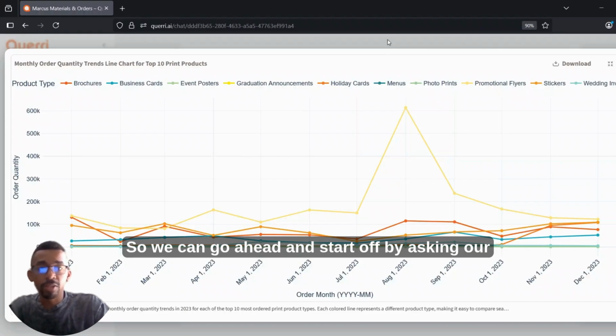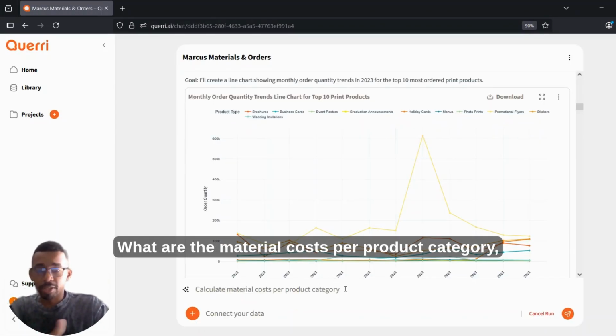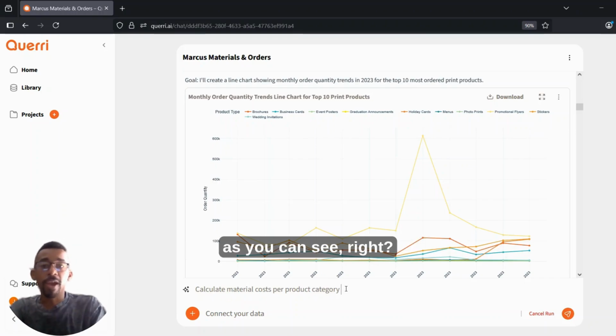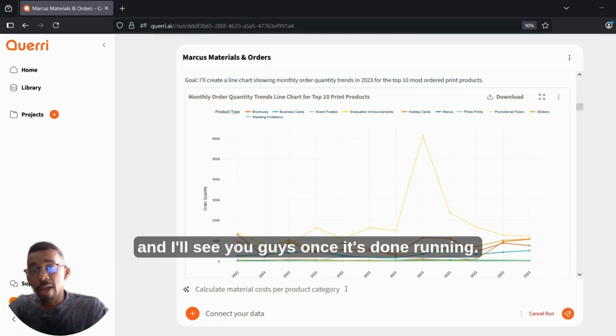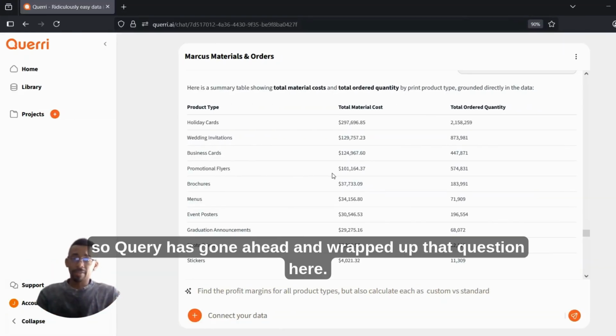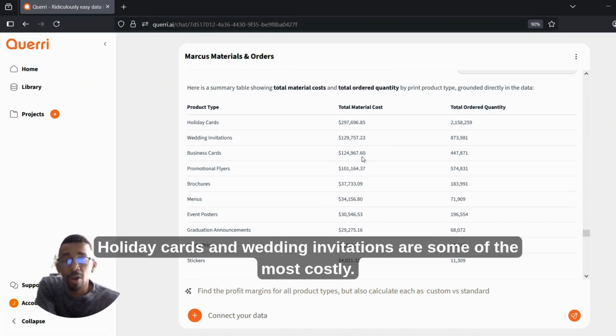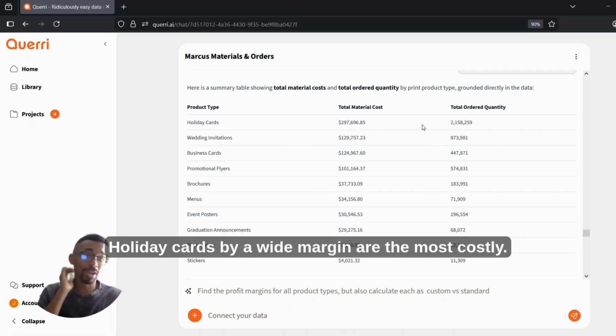So we can go ahead and start off by asking our first question to really dig into this here: what are the material costs per product category, as you can see? We're going to go ahead and ask this question to Query, and I'll see you guys once it's done running. All right, so Query's gone ahead and wrapped up that question here. We can see that it's calculated the material costs for each of the products. Holiday cards and wedding invitations are some of the most costly. Holiday cards by a wide margin are the most costly.